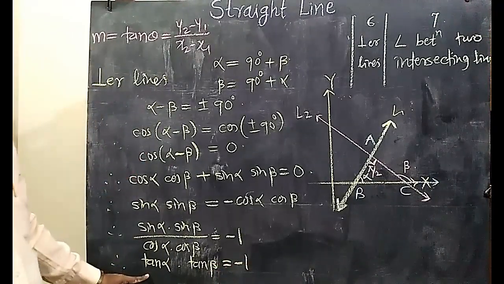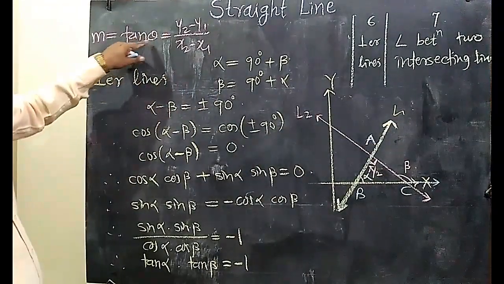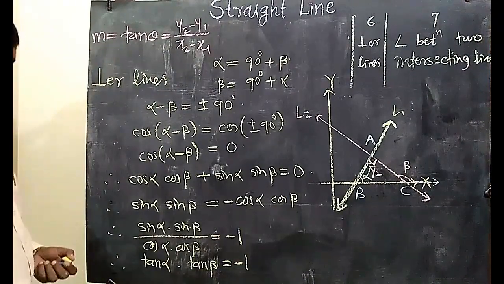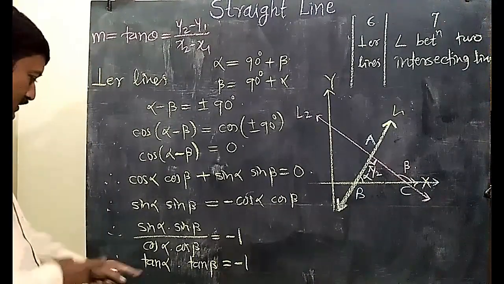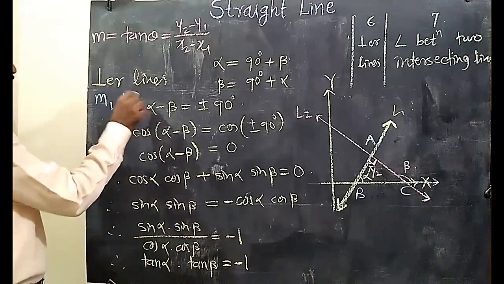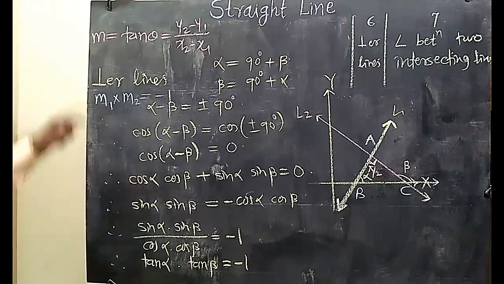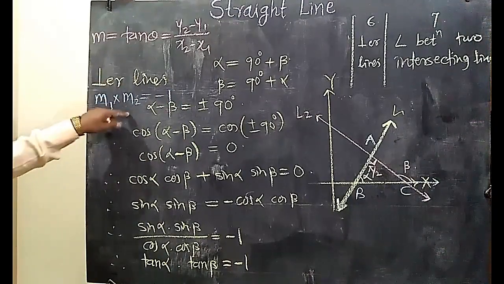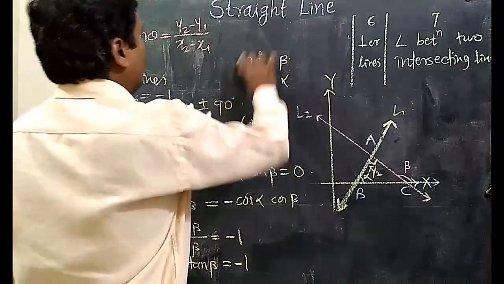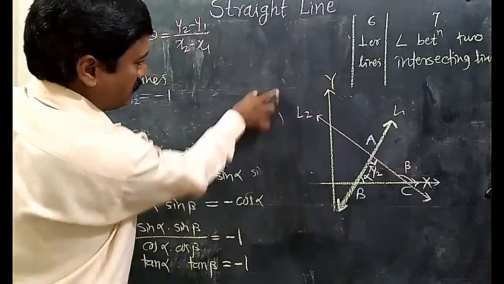But what is tan alpha? If alpha is the inclination of the first line, then obviously from this formula tan alpha becomes the slope of the first line, that is m1. So if two lines are perpendicular, then tan alpha is nothing but m1 and tan beta is nothing but m2. The product of slopes of the two lines is minus 1. So whenever lines are perpendicular, the product of slopes is equal to minus 1. That is the most important result about perpendicular lines. So remember these results.